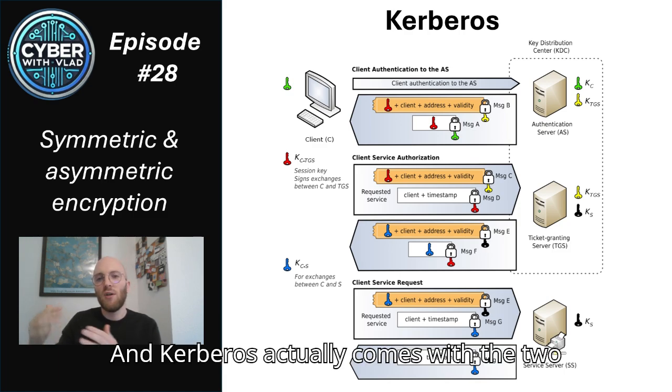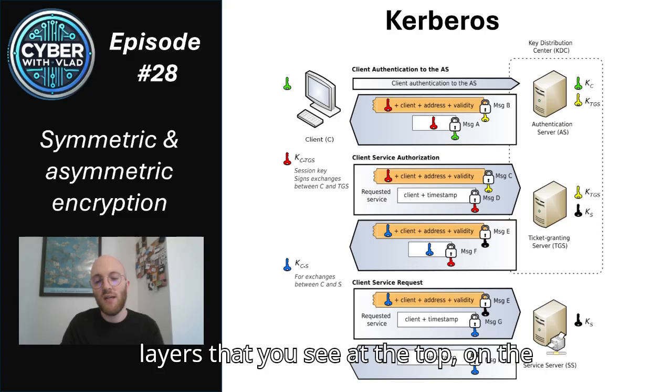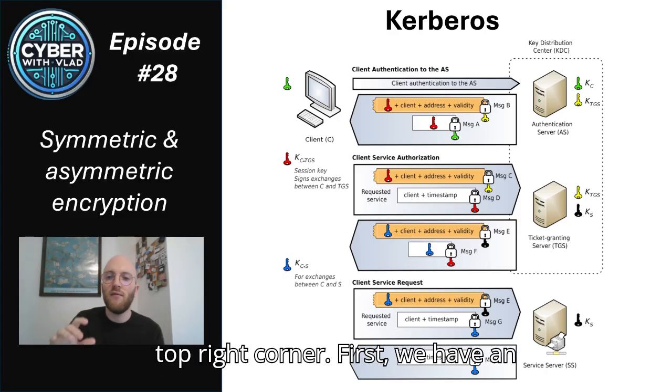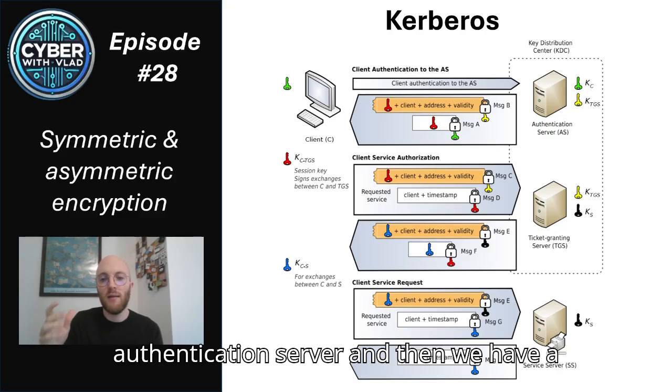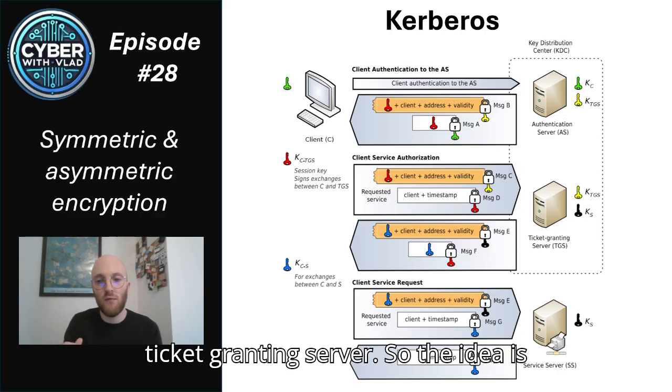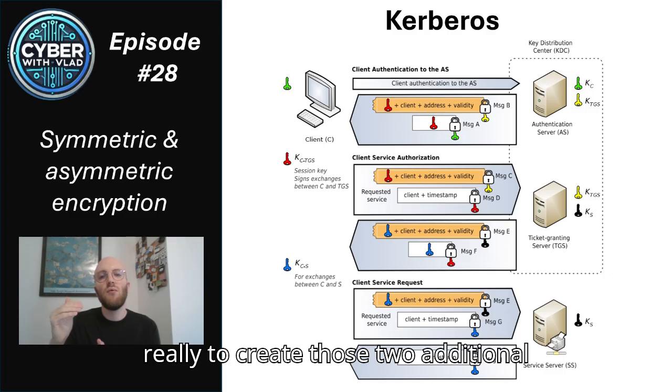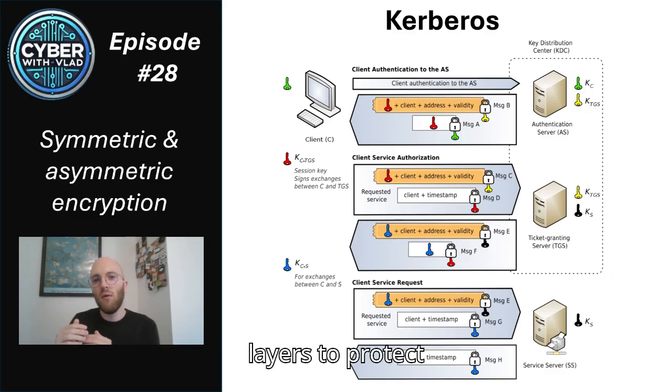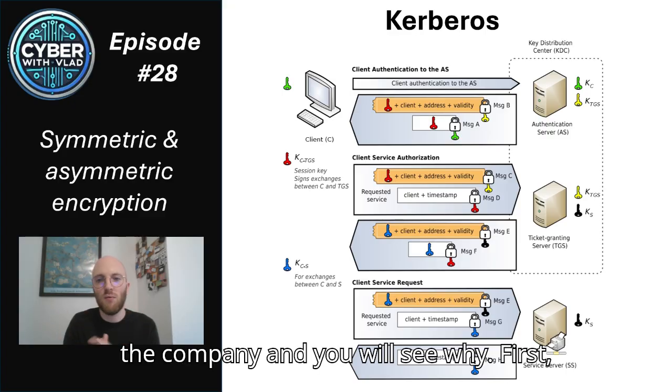And Kerberos actually comes from the two layers that you see at the top, on the top right corner. First, we have an authentication server, and then we have a secret granting server. So the idea is really to create those two additional layers to protect the company, and you will see why.